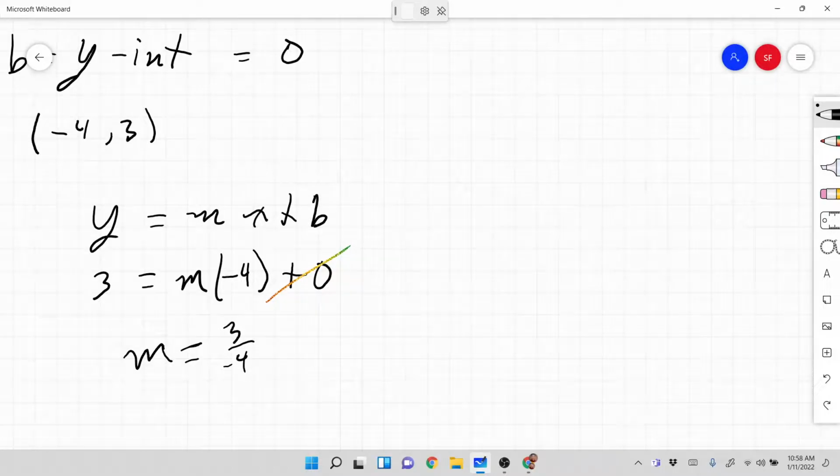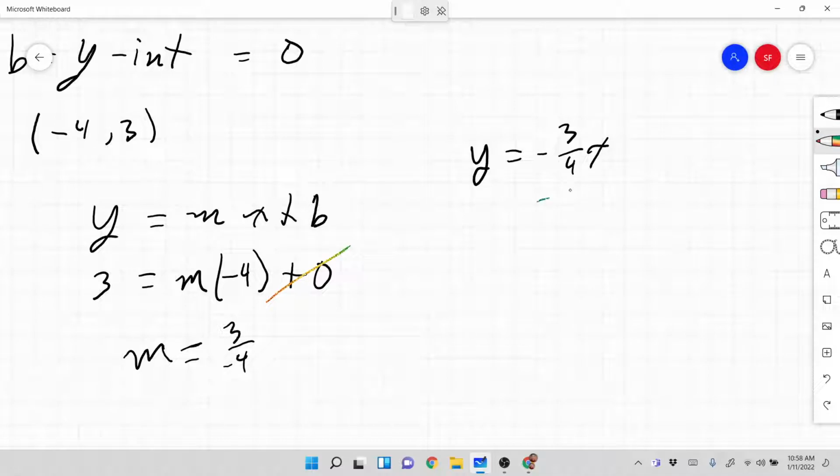Standard form. When we plug it into standard form, so now what we have is y equals -3/4 x, right? So in standard form, we've got to get the x over there, so -3/4 x.